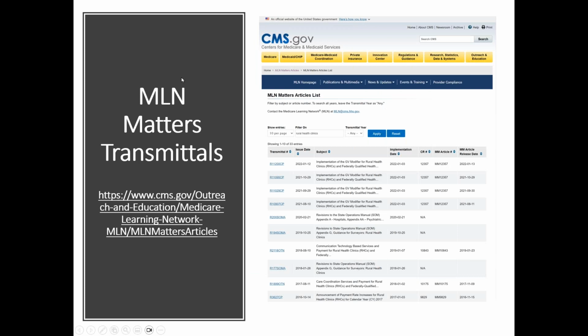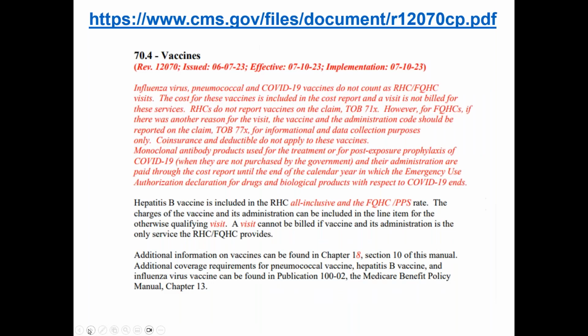Okay, and then you can go into MLN Matters transmittals. This is where you can find out information about how to bill rural health clinic services or Medicare services in general. What I always do is I go in and on the filter, I'm going to filter rural health clinics and I'm going to look for any transmittal. The most recent ones will show up first, and go through and read those on occasion just so you can see what has changed. MLN Matters transmittals. And then here was just one of the MLN Matters here about vaccines the other day.